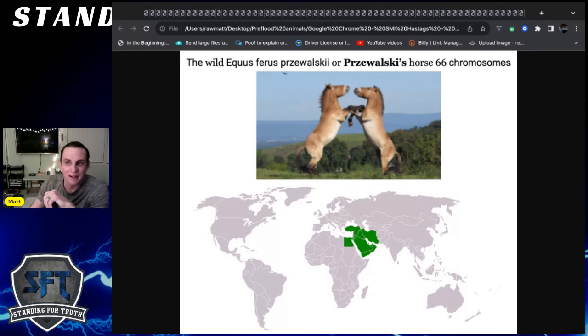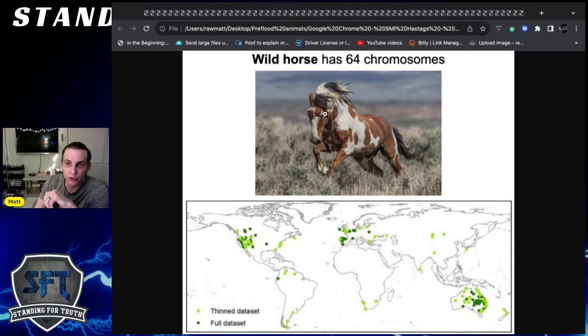But we have their chromosome count and we know where they originated. They're right here in the Middle Eastern area, exactly where Noah's Ark landed. And then we go to the next horse, which would have lost two chromosomes. So now you're down to 64. And it's a wild horse. We find them all over. Again, as they branch out, we see that they've left the area and they've lost chromosomes.